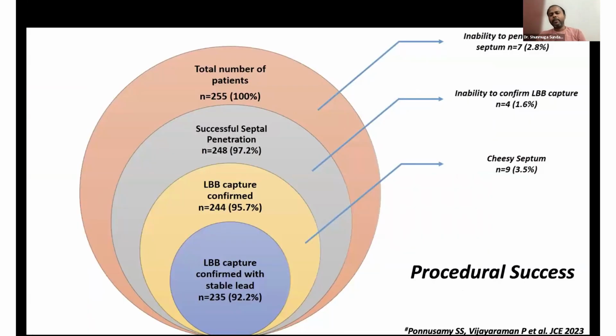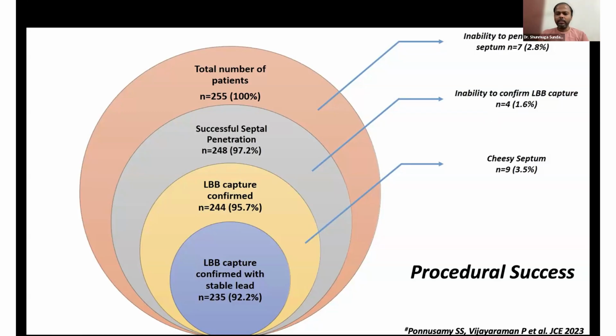So overall procedural success will be close to 90 to 95%. The failure rates, so we analyze the reason for failure. The predominant reason for failure is going to be the inability to penetrate the lead into the septum because of scar or because of some sort of interstitial fibrosis. And in 1.5% of the patients, despite penetration, we were not able to get conduction system capture. All these are LV septum pacing. So this happened in 1.5%.